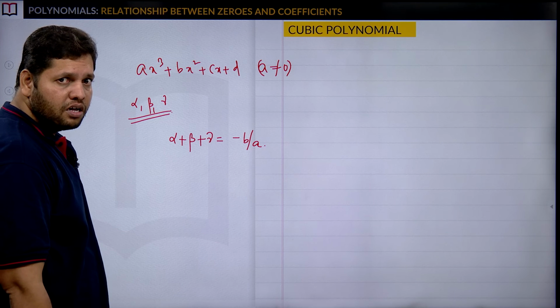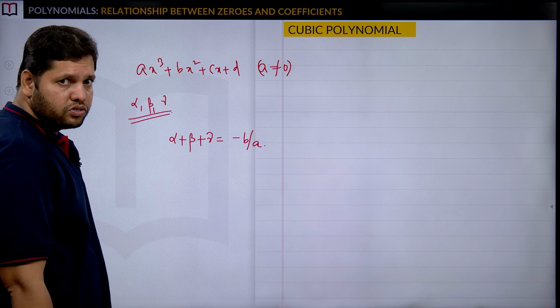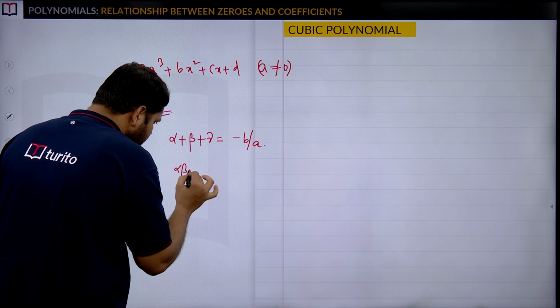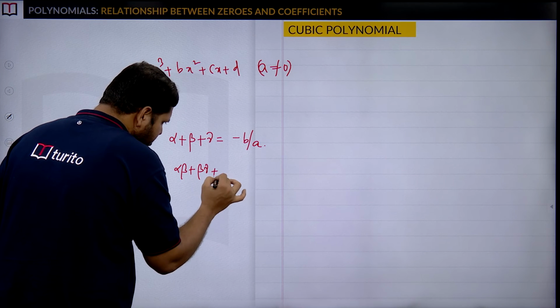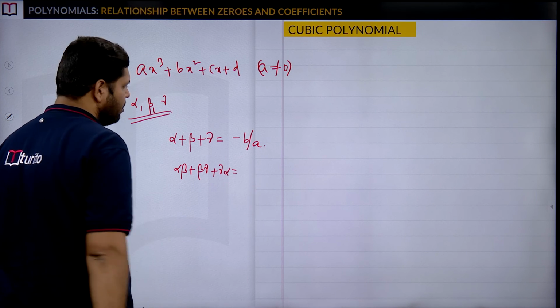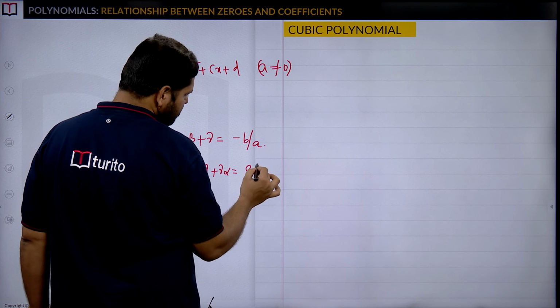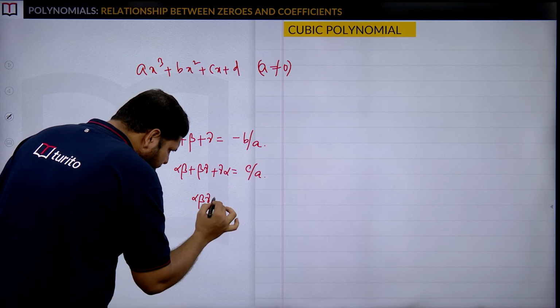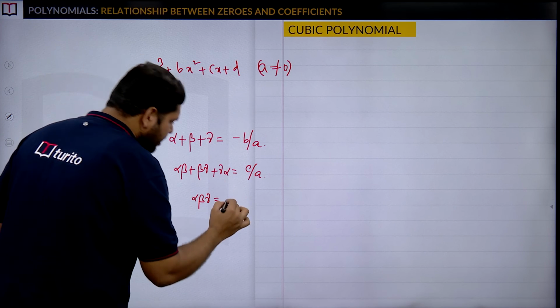The sum of the product of the two zeros, that is alpha beta plus beta gamma plus gamma alpha. So we can write as what, children? This is c by a. Another combination, alpha into beta into gamma, we can write as minus d by a.